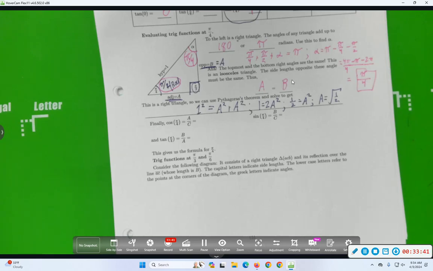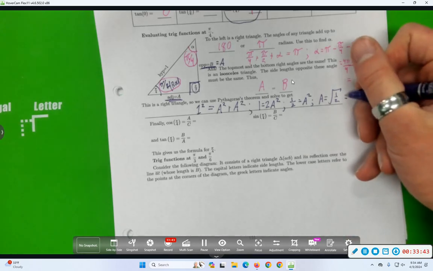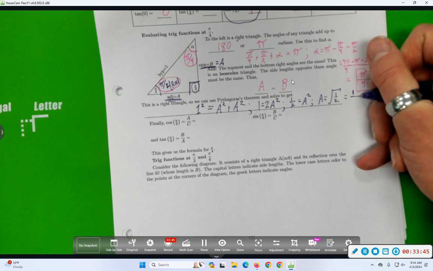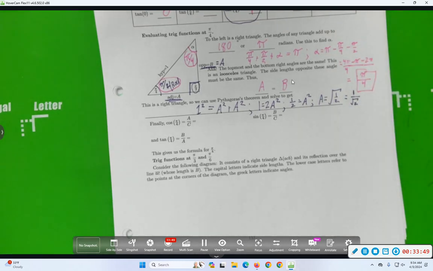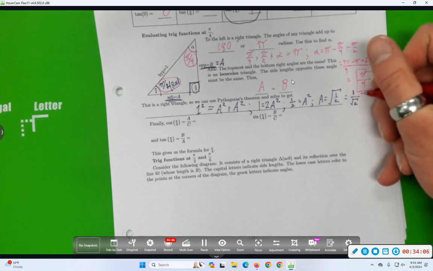I see a fraction under a square root. So I should rewrite that as the square root of 1, which is 1, divided by the square root of 2. What do I need to do to simplify that? Get rid of the square root in the denominator. Yeah, I don't like that there's a square root of 2 in the denominator. How do you get rid of that? Multiply by the square root of 2 on top and bottom.